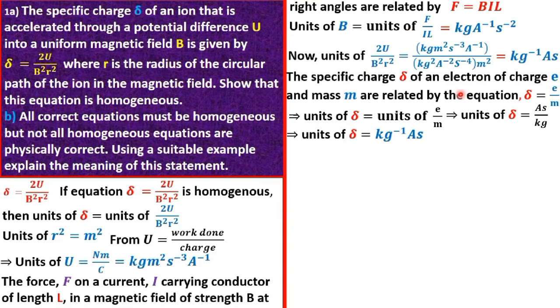So, friends, we can simply conclude that hence the equation delta equal to 2u over b squared rho squared is homogeneous. So, friends, that's it.